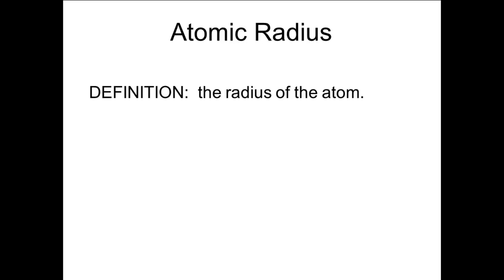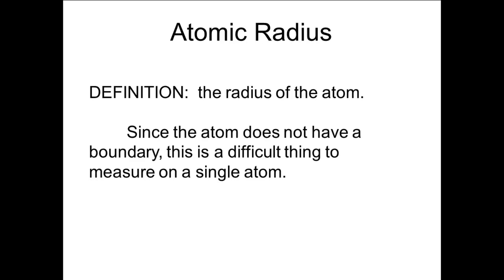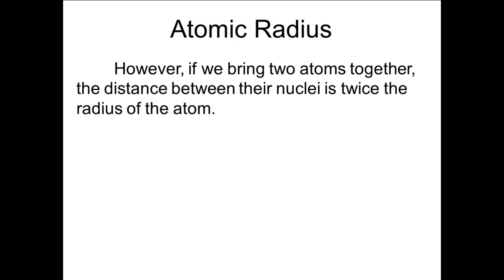This is mainly because the atom does not have a definite boundary, and so it's hard to find the edges of a single atom. However, we can locate the nucleus of an atom fairly easily. So if we bring two atoms together, measuring the distance between the nuclei is fairly easily done. The radius of the atom is then half the distance between the nuclei.